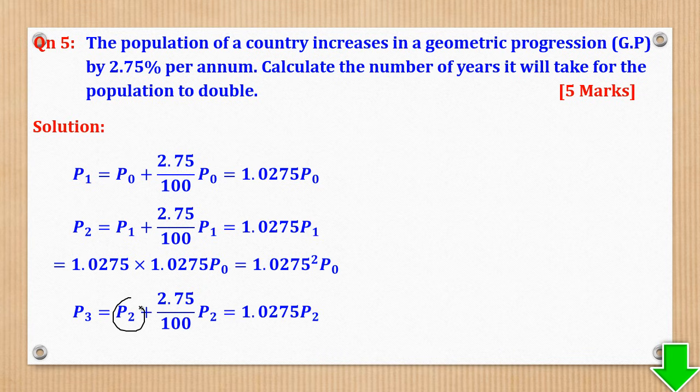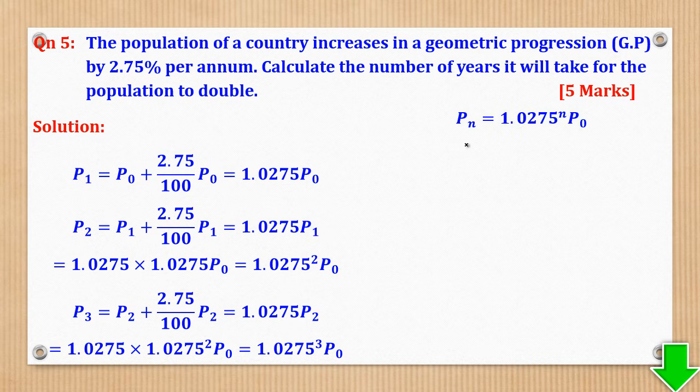P3 will now be P2 plus 2.75% of P2, which gives this, but P2 is this, so come and substitute like that. Now that we have the first three terms, we are sure that it is a GP. Therefore, Pn will be equal to this, because this is how the general term comes about. If this is 1, even here the power is 1. If this is 2, even here the power is 2. If this is 3, even here the power is 3. So the general term will be that if this is n, even here the power should be n.